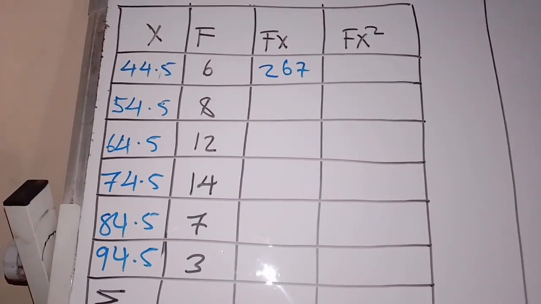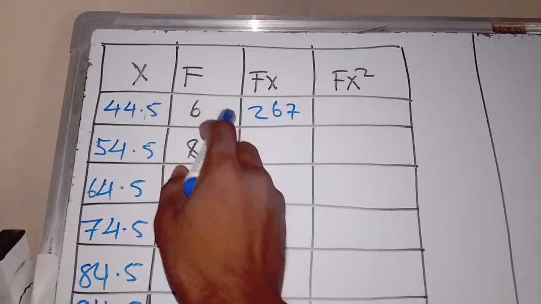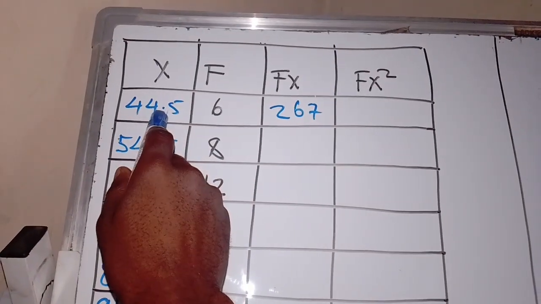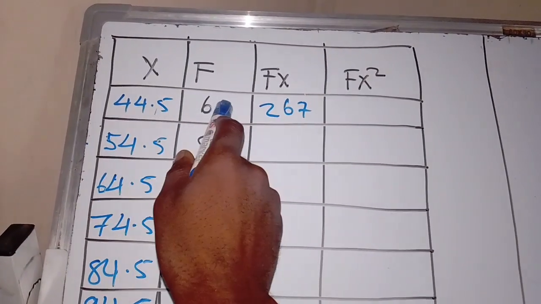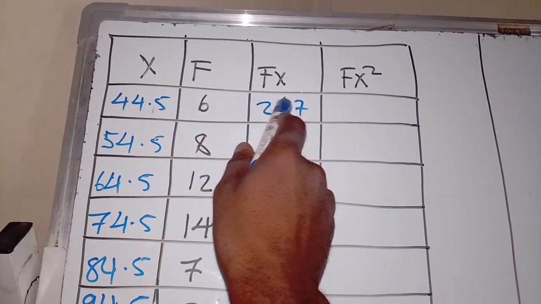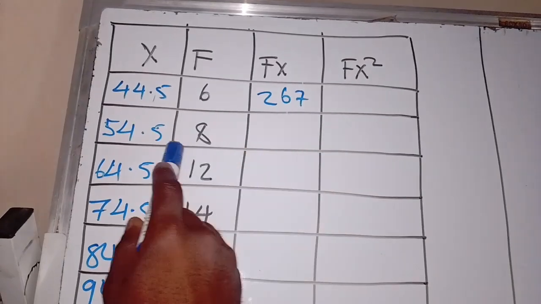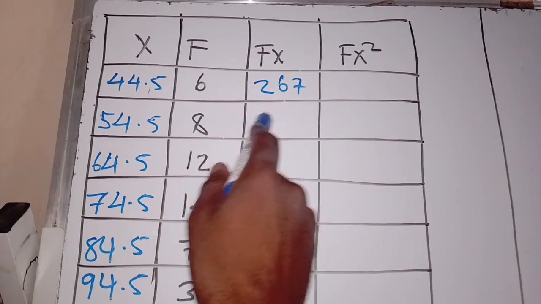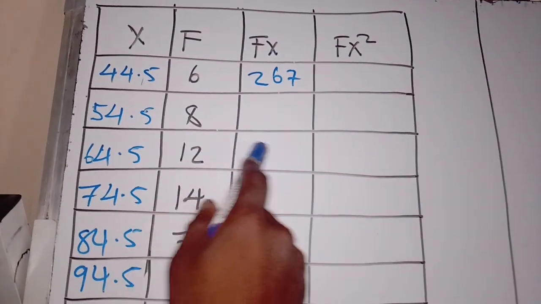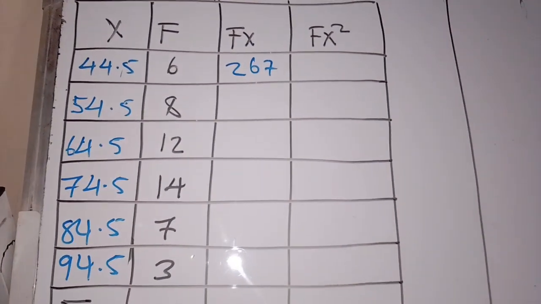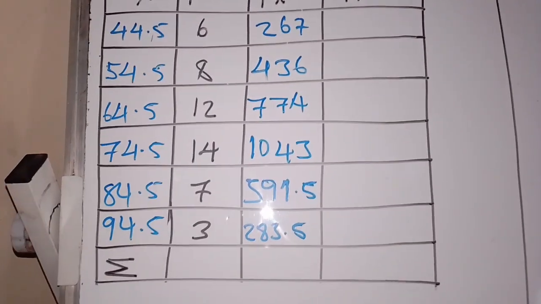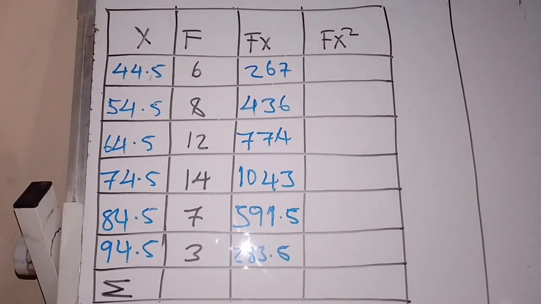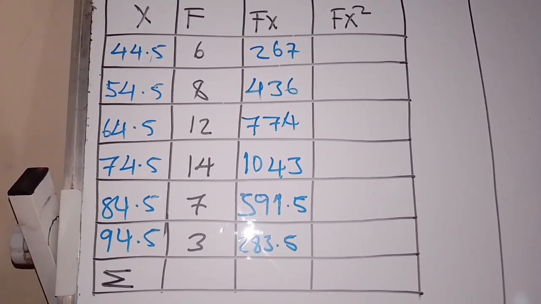Okay, so remember x and f, they have to multiply to come up with fx. So 44.5, which is x, times 6, which is f, it is 267. So you have to do even this one. 54.5 times 8, the answer there, this times this. Okay, just like that. Let's fill up the table. Okay, so after that, this is what we are getting. It's what you are getting as well. Then that's how you do it.